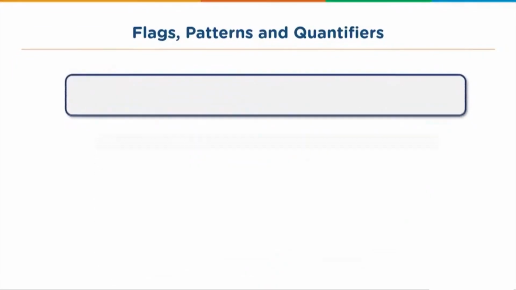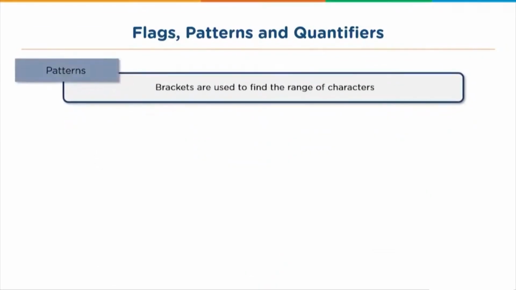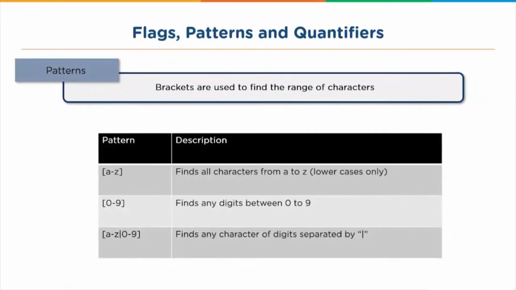So moving on, we have patterns. These patterns are basically brackets and are used to find the range of characters. Now again we have these patterns. You have A to Z, which finds all the characters from A to Z in lower case only. Then we have 0 to 9, which finds all the digits between 0 to 9. And finally, we have the letters of the alphabet and the digits separated by a pipe. This basically finds any character, be it an alphabet or a digit. I hope this was clear to you.